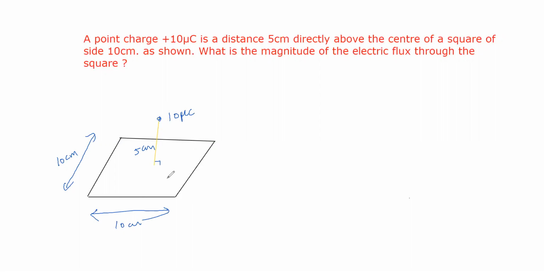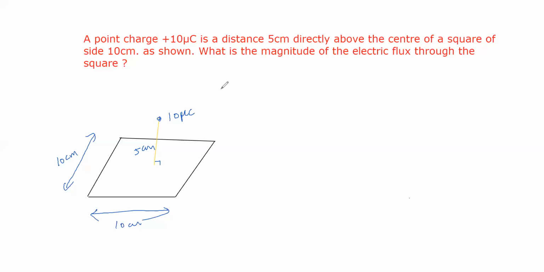Now what is the question? Due to this charge, what is the flux through this square they are asking? So to solve for the flux through this square, what we have to do is, let us assume that here one square face is there. Now 5 more square faces let us place so that we can get a cube.